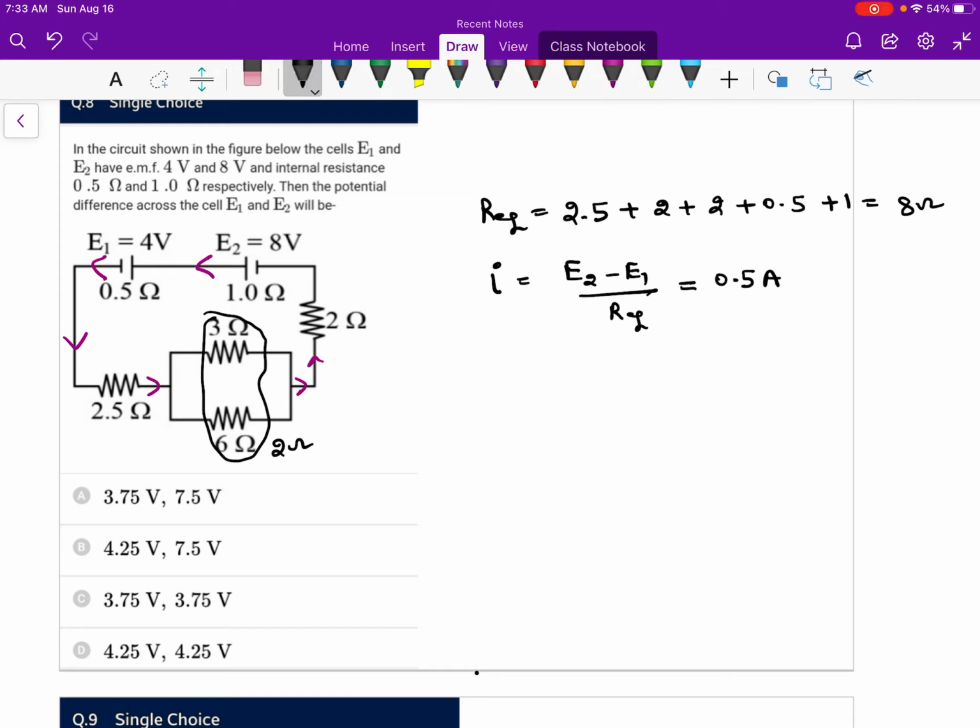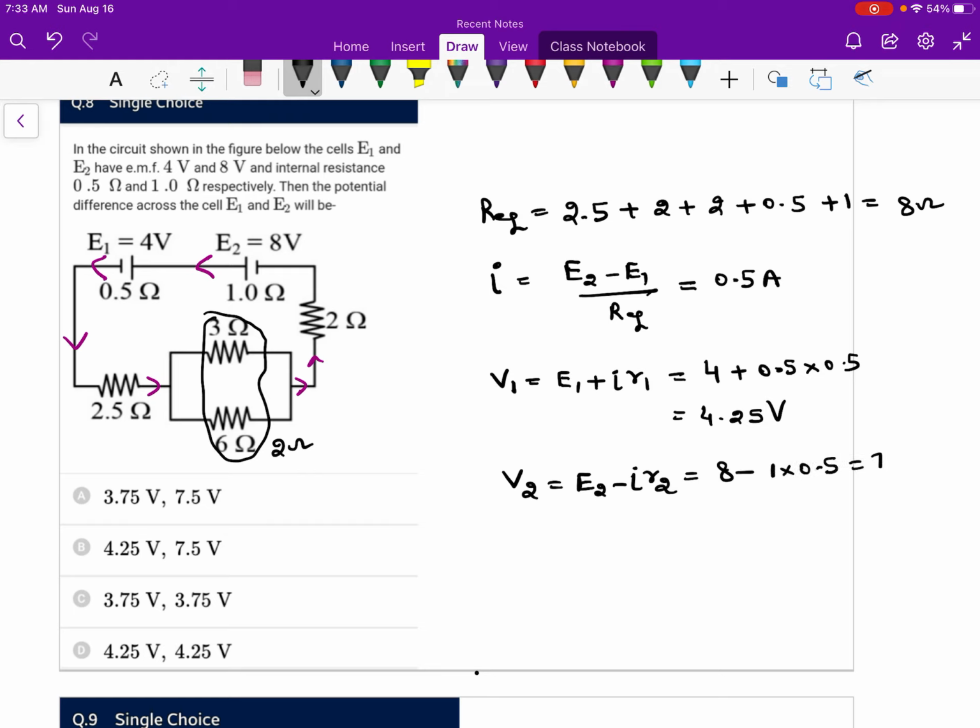So voltage across E1 is E1 plus I R1, so that is 4 plus 0.5 into 0.5, that is 4.25 volt, and voltage across E2 is E2 minus I R2, so that is 8 minus 1 into 0.5, so that is 7.5 volt. So 4.25 and 7.5, so B is the correct option.